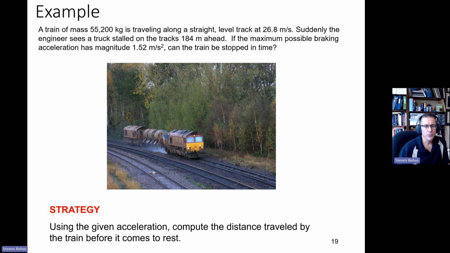So what we want to do is, using the given acceleration, compute the distance traveled by the train before it comes to rest. That's what we are going to be trying to do. If that distance is greater than 184 meters, then we know for sure that it's going to hit the truck. If it's less than 184 meters, the train can be stopped in time. So that'll be our strategy. Let's go ahead and do it.